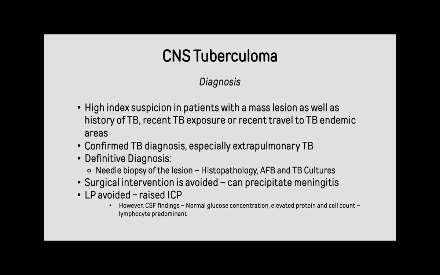So in diagnosing CNS tuberculoma, there should be a high index of suspicion in patients with a mass, as well as a history of TB, recent TB exposure, or recent travel to TB endemic areas, or a confirmed TB diagnosis, particularly with extrapulmonary TB. But the definitive diagnosis is by needle biopsy of the lesion, which you send for histopathology, acid-fast bacilli, and TB cultures. However, surgical intervention is avoided as it can precipitate meningitis. Lumbar puncture is also avoided because patients may have raised intracranial pressure.